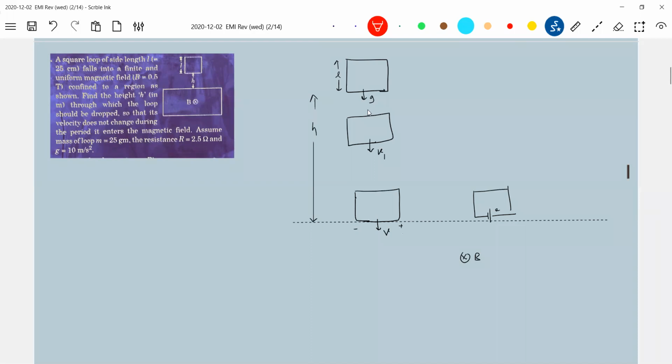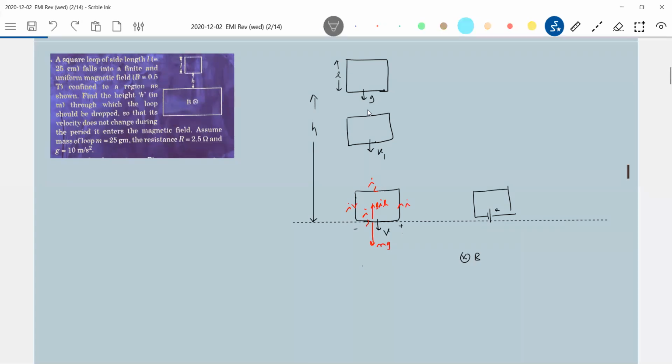How should the induced current flow? The induced current should be such that it opposes the cause. So the induced current will take shape like this here. Now this current I which is flowing will set up a BIL force. Weight mg will act. If this BIL force is equal to mg, then its velocity should be such that it does not change during the period it enters the magnetic field.